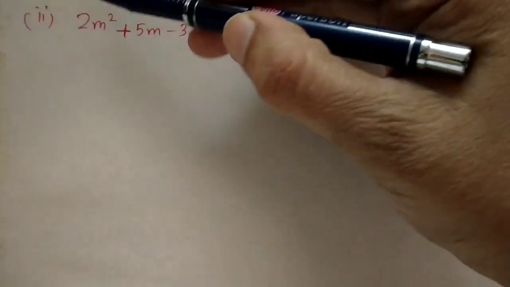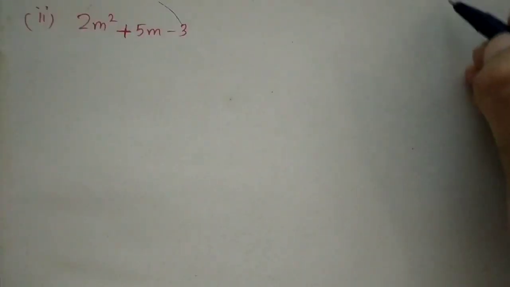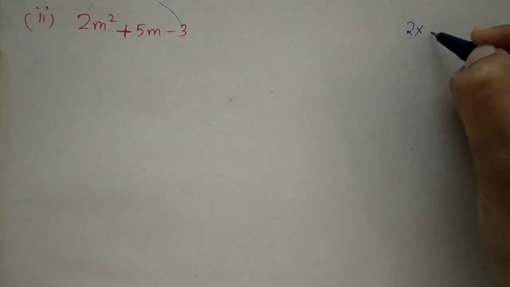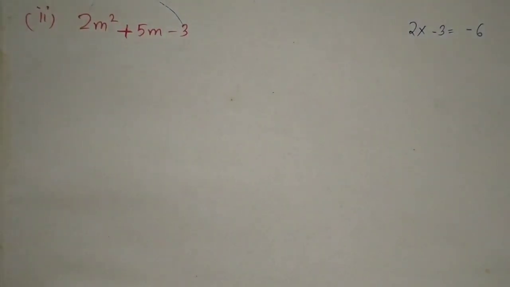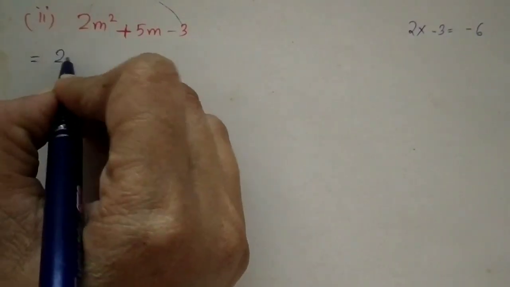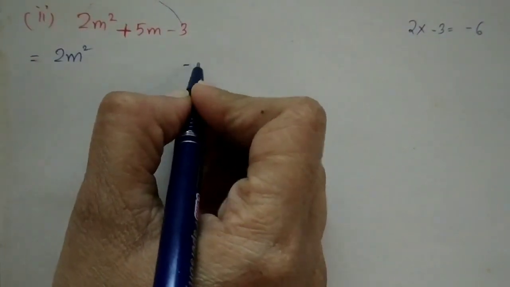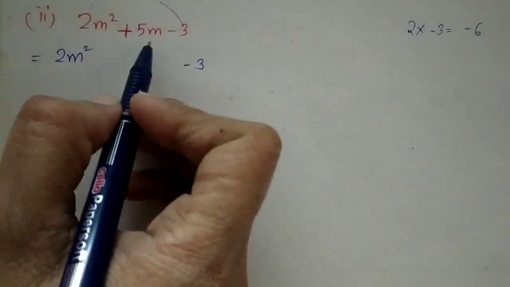So here also I'll multiply 2 and 3. Okay, so I'll get 2 into minus 3, which will be minus 6. So I want two such numbers. Okay, so now what will I do after multiplying this? I am going to write down here 2m square and I'll write down minus 3 here. Okay, I am going to split the middle term.